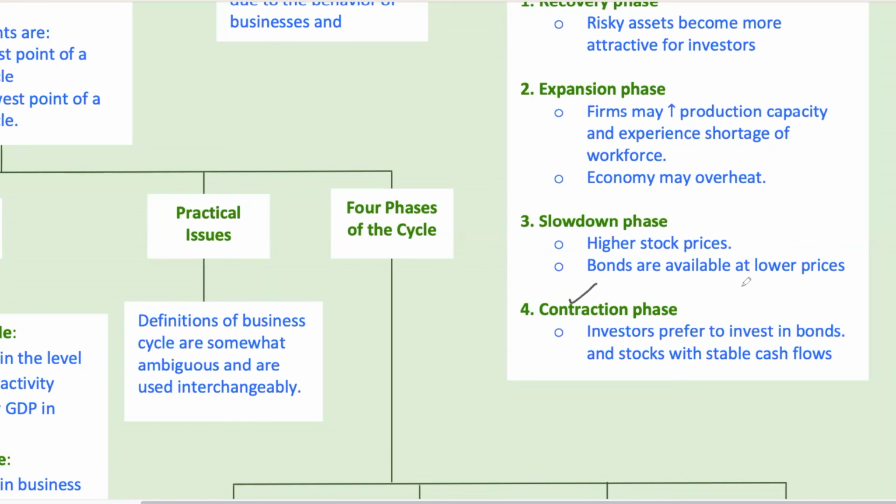Finally, we have the contraction phase. During this period, the economy contracts, leading to a recession. Investors become risk-averse and prefer safer investments. In this phase, investors typically turn to bonds and stocks with stable cash flows. These assets offer more security and are less volatile in a downturn.